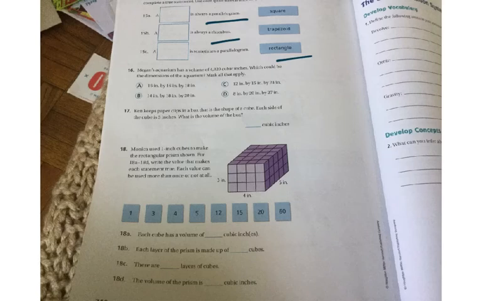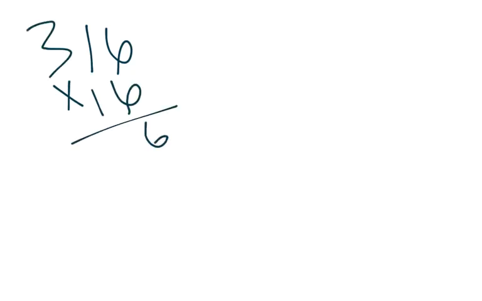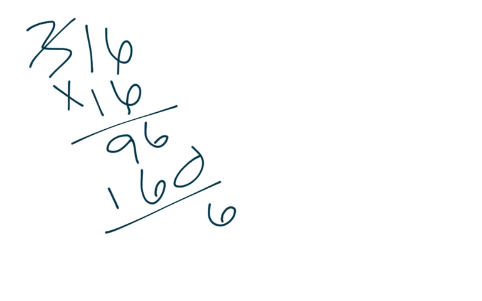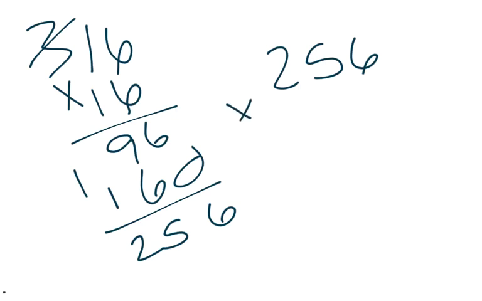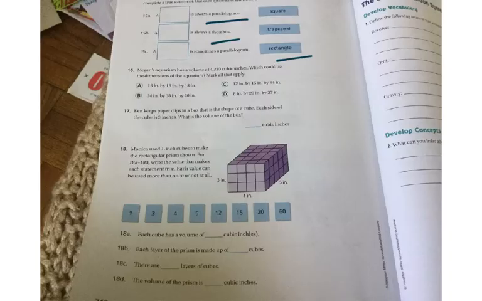Megan's aquarium has a volume of 4,320 cubic inches, which could be the dimensions? Mark all that apply. So we have to multiply all of these out to see which ones give me 4,320. 16 by 16 by 18. 16 times 16. 6 times 6 is 36. 6 times 1 is 6 plus 3 would be 9. Put a 0, cross it out. 1 times 6 is 6. 1 times 1 is 1. When I add that up, we have 256 times, I believe it was 18.